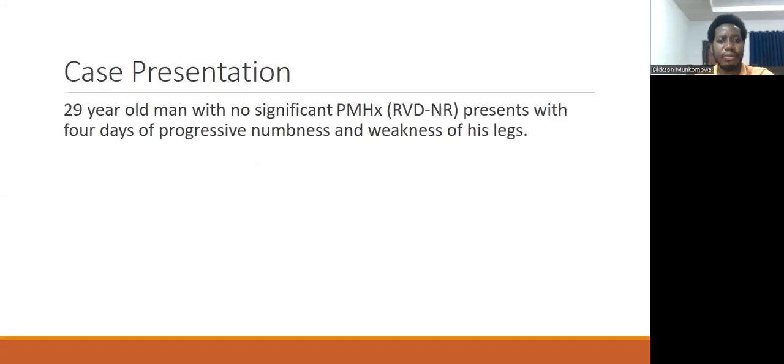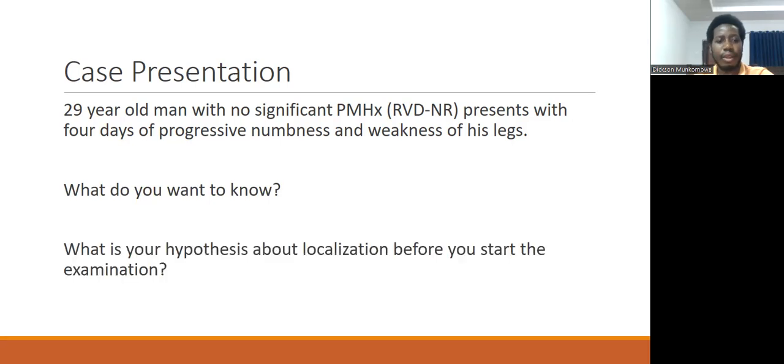So we move on to the second case, which is similar to the first one. It's a 29-year-old HIV negative man who presents similarly with a 4-day history of progressive numbness and weakness of his legs. We ask the same questions. What do you want to know? What is your hypothesis about the localization of this patient's examination?